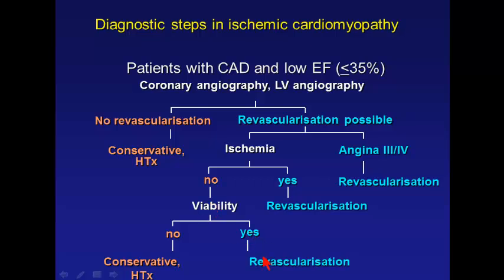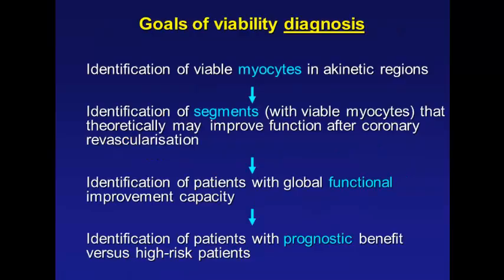If the test is positive, obviously we go for revascularization, because the goal of the viability diagnosis, and I have underlined diagnosis because in the next slide I will talk about the goals of the treatment, but first the diagnosis is to see viable myocytes, which are in akinetic regions, and then identify whole segments which are viable, non-contracting, and may improve their function. And then, of course, the aim is to have a diagnosis of patients or left ventricles which will improve the function, and where any measure of revascularization will have a prognostic beneficial impact.